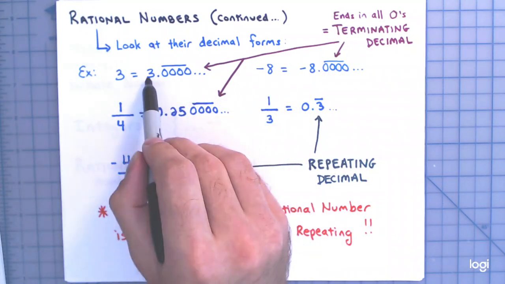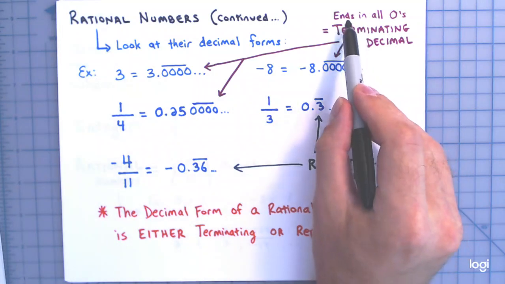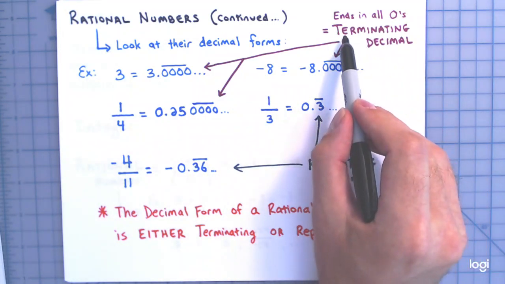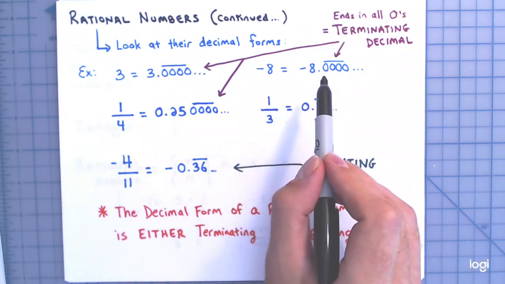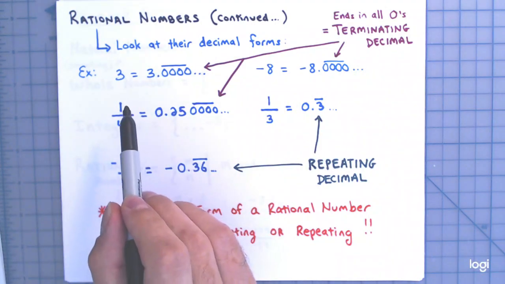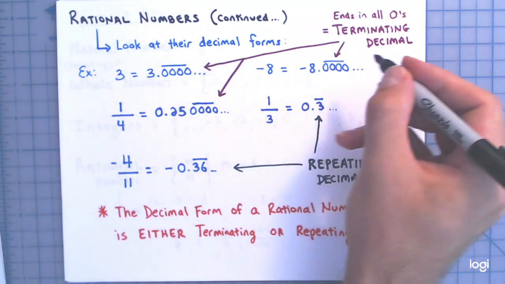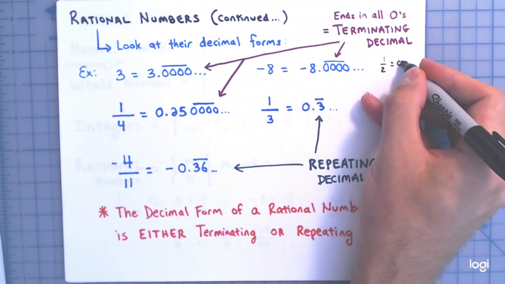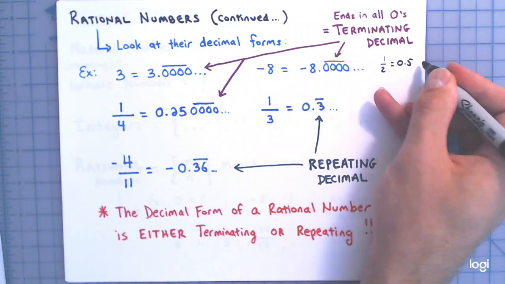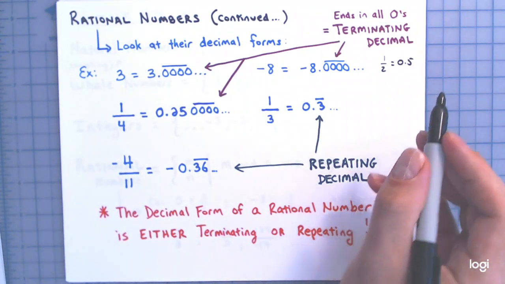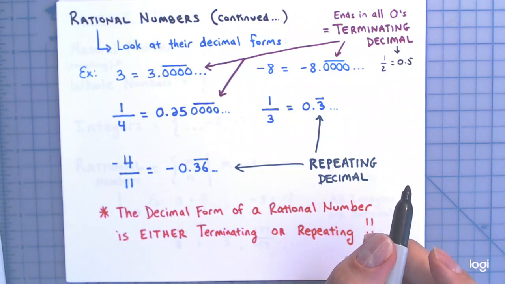If a number in decimal form stops somewhere, and you can throw a bunch of zeros at the end, right? It ends in all zeros. That's called a terminating decimal. So negative 8 is a terminating decimal. 3 is a terminating decimal. 1/2 would be equal to 0.5, and then that's where it stops, and then I could throw zeros on forever. But those are all examples of terminating decimals that actually have an end point before all these zeros.